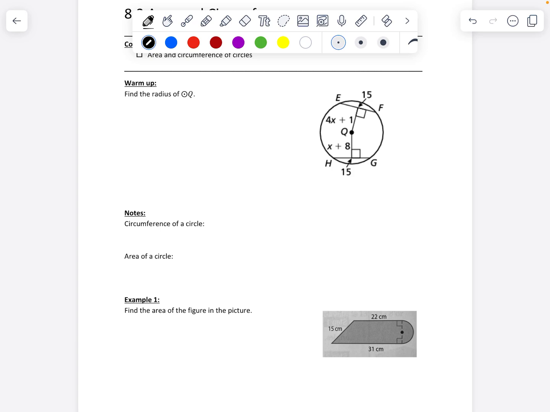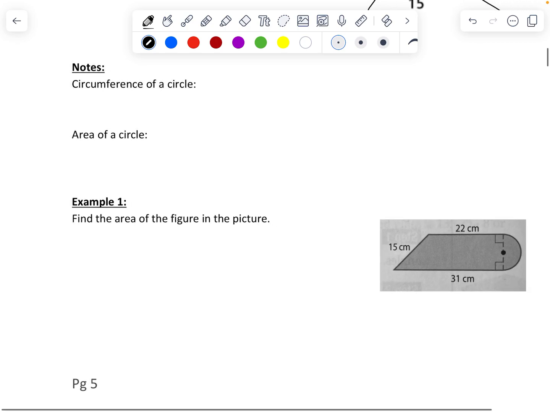Great day to learn about areas of circles. Don't worry, we're not going to do this. We don't need to go back there. We are going to learn about circles, though, but just the areas. Here we go. Let's do this.